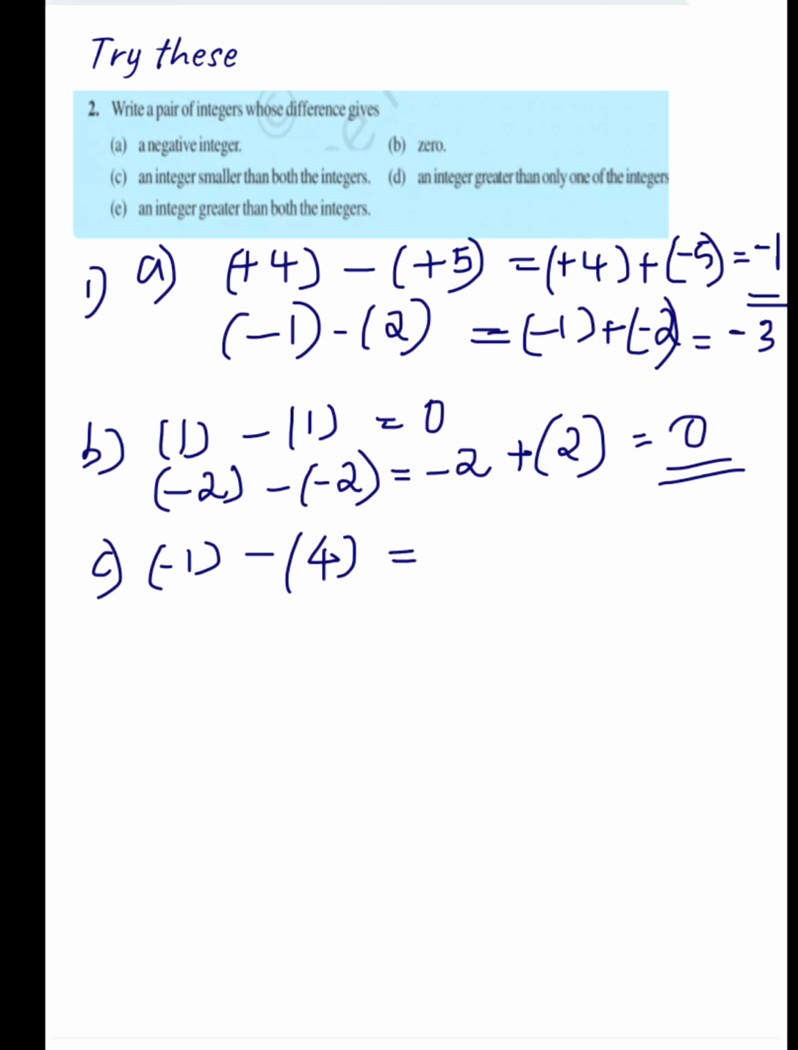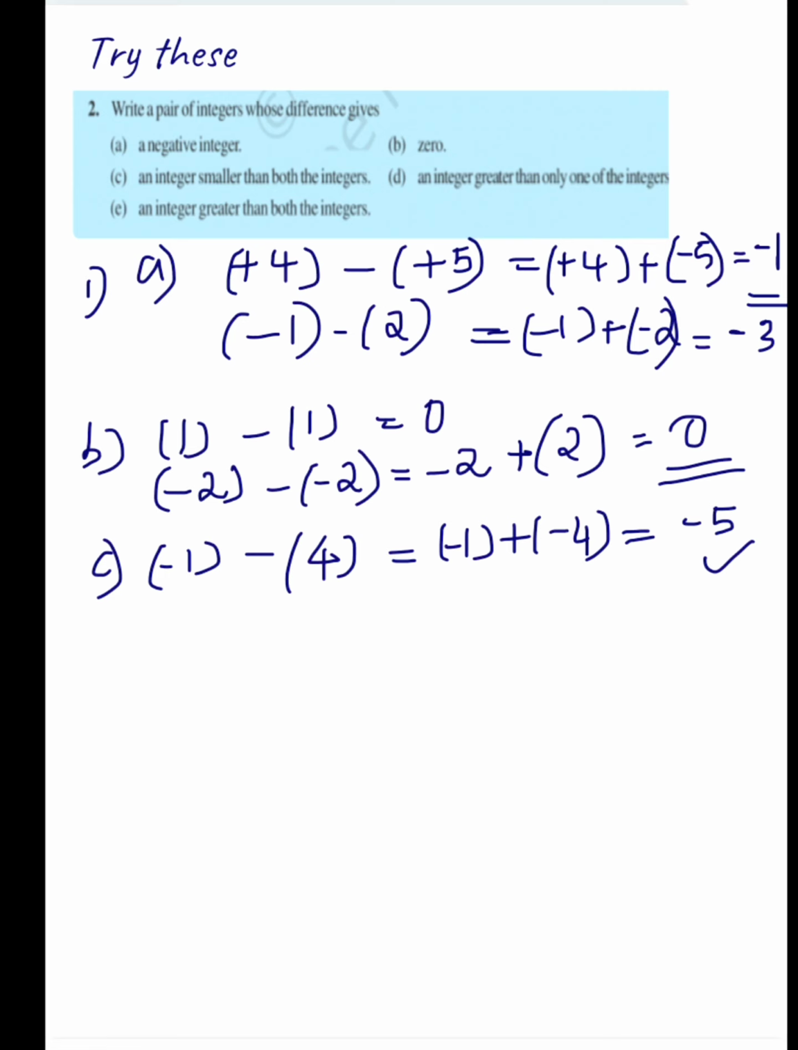Then what will be the answer? Minus 1 plus minus 4. What is the answer? Minus 5. Okay, so in this case you can see that the integer which we got, that is minus 5, is smaller than minus 1 as well as it is smaller than 4 also. Okay, in this way you can take.